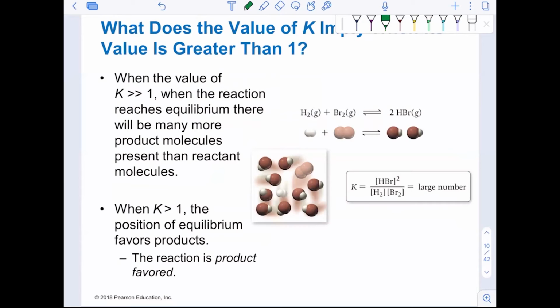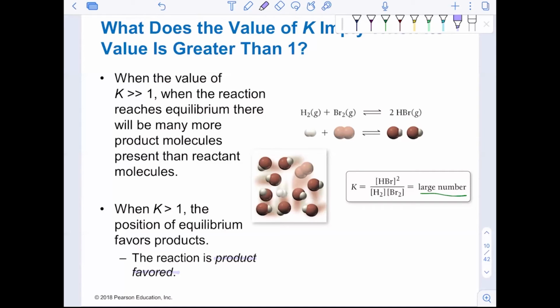Now, what does the value of K mean? When K is greater than 1, think about products over reactants. If that is a large number, that means that we have more product molecules present than reactant molecules. So we would call that reaction product favored. Means we make more products than we do reactants. We still may have some products and reactants existing and reacting, but there's definitely more products than reactants. This would be something like 10 to the positive 7, 10 to the positive 20, right?